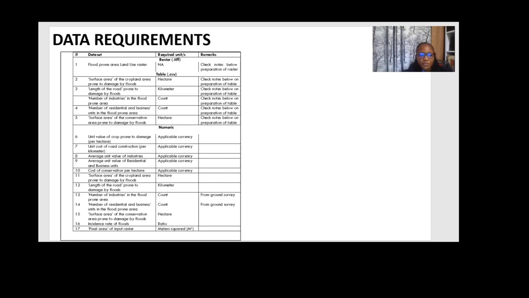So once you have met all these data requirements, then you can move to the next step of data preparation, where we'll understand how to prepare this data for this particular model.